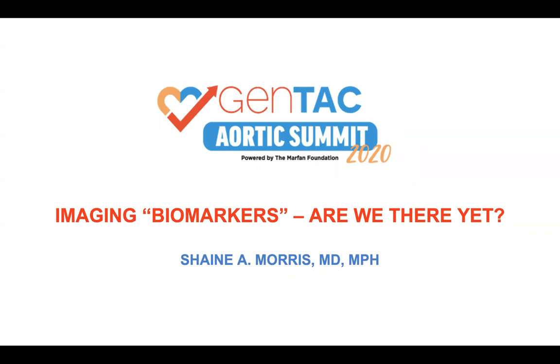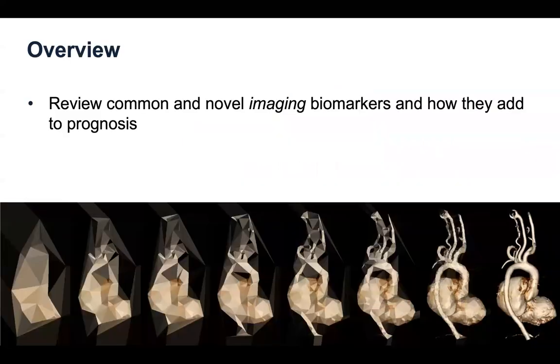My name is Shaine Morris, and I'm a pediatric cardiologist, and I specialize in imaging and epidemiology at Texas Children's Hospital in Houston. So I'm basically going to review briefly some common and novel imaging biomarkers and how they add to prognosis. And we're going to specifically talk about how taking an image and deriving measurements or information from that image might be able to help providers predict risk of aortic dissection.